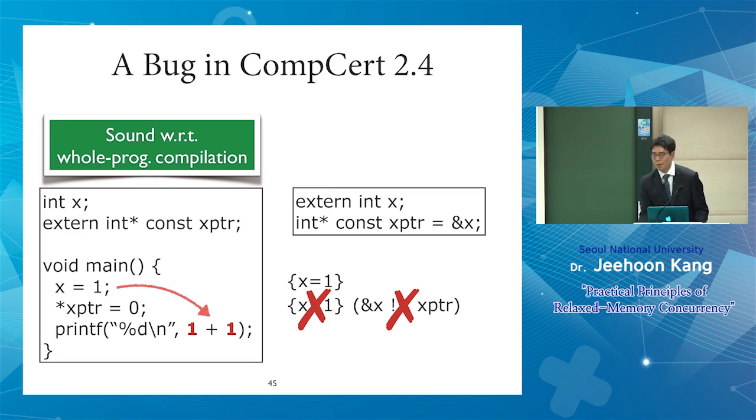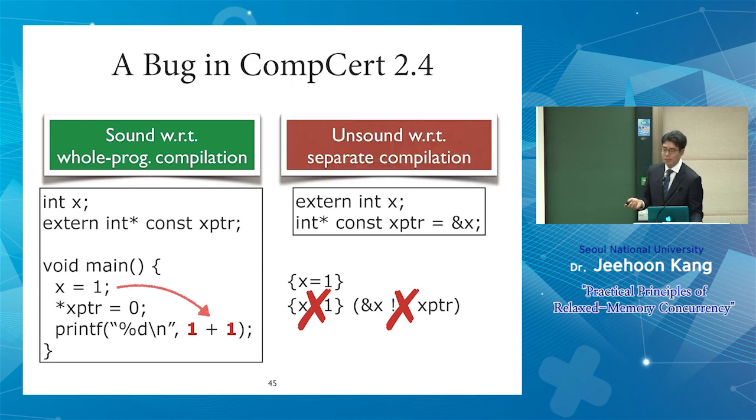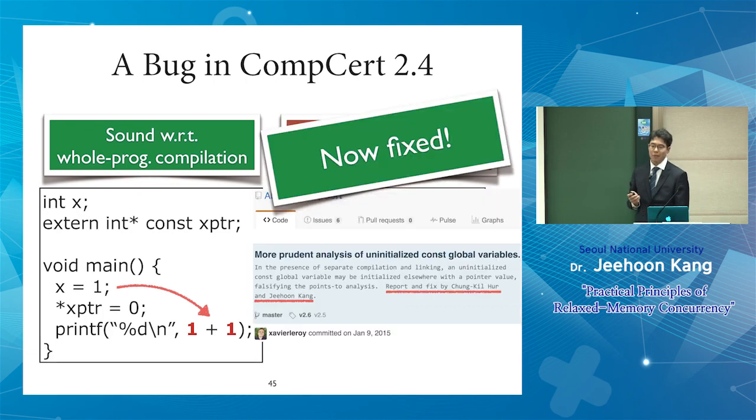What I'm saying is that the source of the differences in the observational behaviors, the execution results, is the aggressive optimization by the compiler, based on the whole program. That is wrong for separate compilation. So basically, this is wrong for separate compilation, and we found this bug in ComStart 2.4, and reported it to the ComStart developers, and it was subsequently fixed.